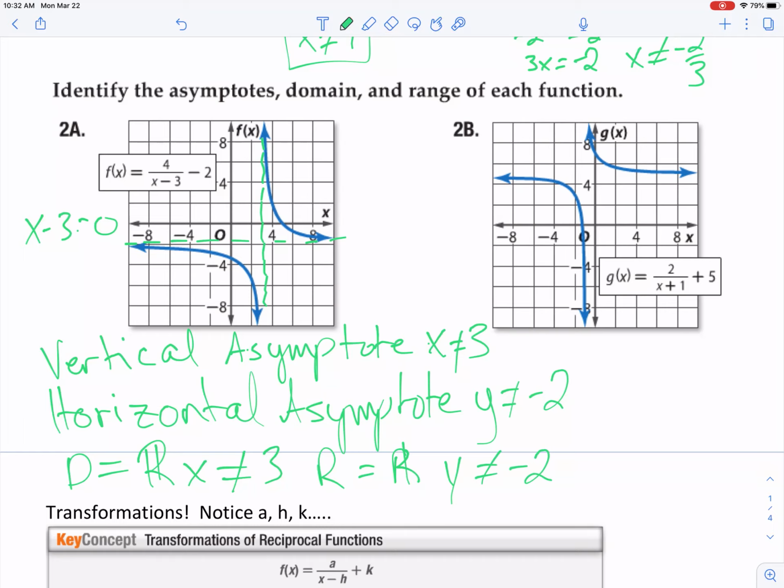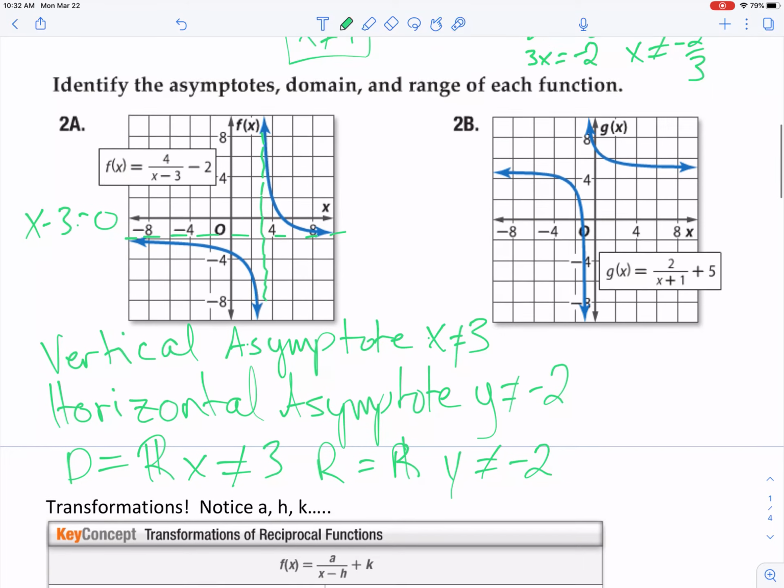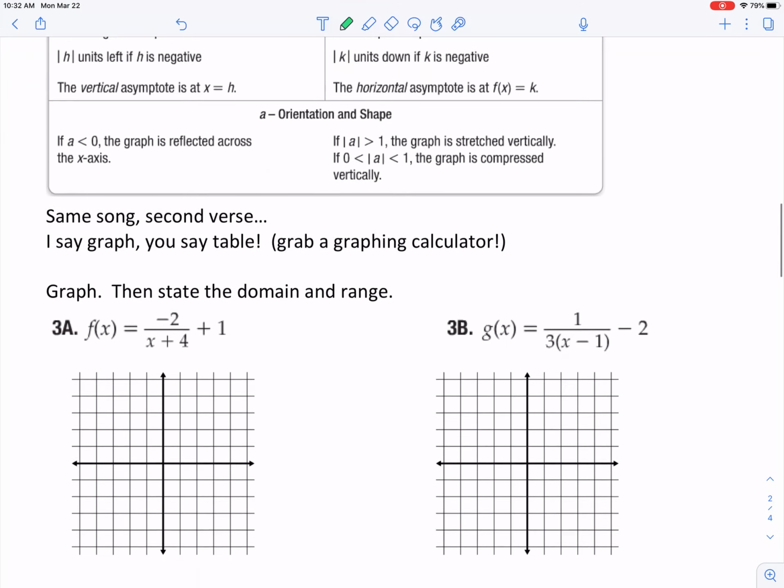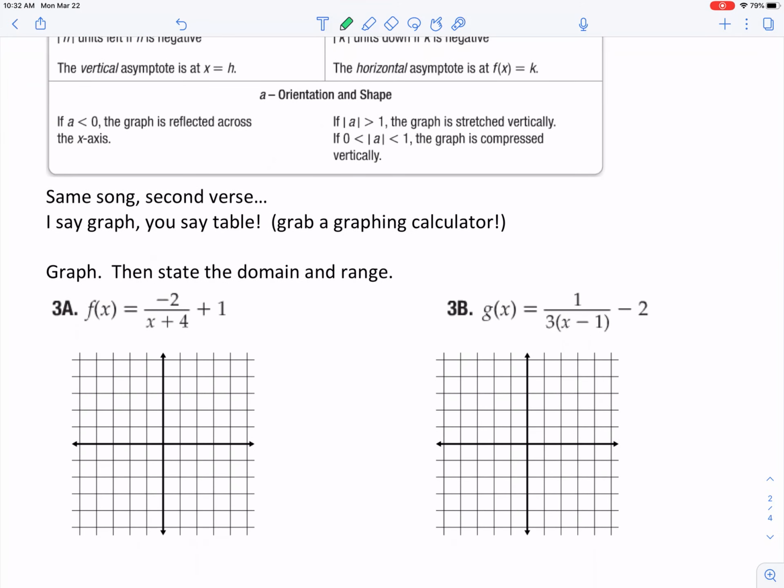Okay, it looks super intimidating. All you have to do is really look at these two numbers and know how to plug them in. Hey, look, there's those A, H, and K values I mentioned. All right, I say graph, you say table. So grab a graphing calculator. We don't need to do these by hand anymore. Let's just plug them in.